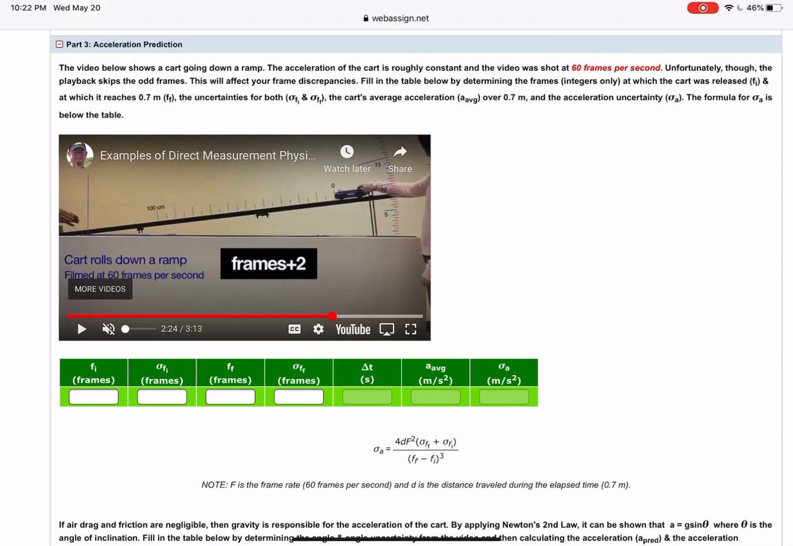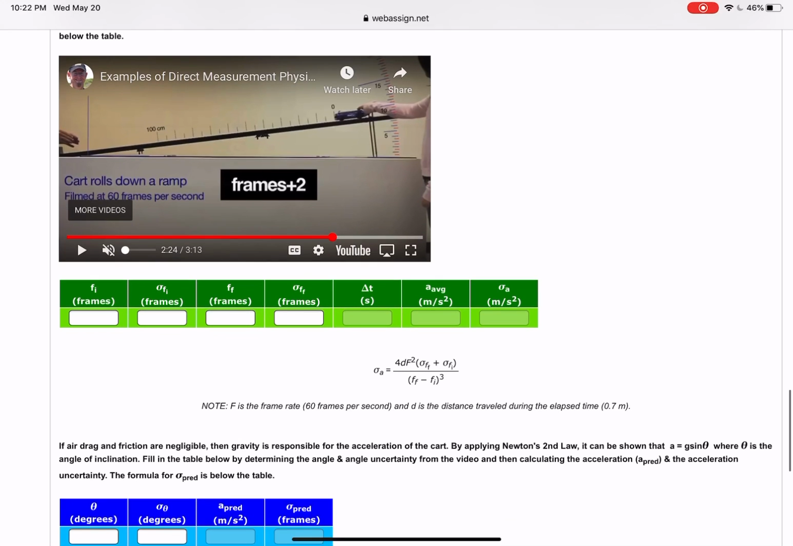So bear that in mind. Also bear in mind, it only shows every other frame. So that plays into our uncertainty of the frames. Instead of showing every frame, it's showing every other frame. I don't know why, but that's how they chose to do it. So you need to account for that in your uncertainty. The uncertainty of the frames, to be precise.